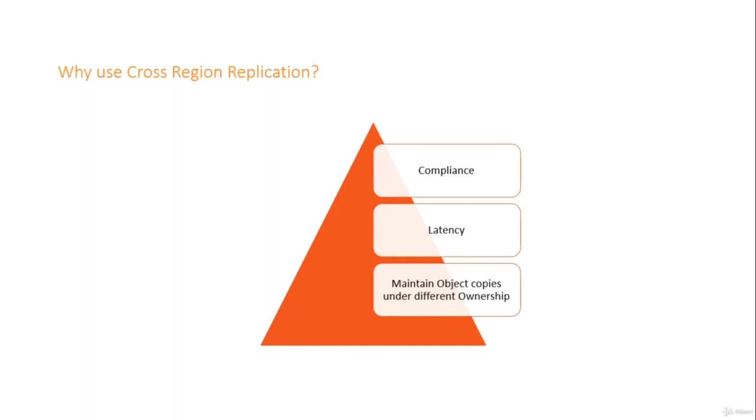Second, latency. If two users are in two different locations of the world, objects required by them can be accessed much more quickly by storing copies of the objects closer to the respective users' locations. At last, maintaining object copies under different ownership. Regardless of who owns the source bucket, you can tell Amazon S3 to change the ownership to the AWS account user that owns the destination bucket, and this is referred to as the owner override option.